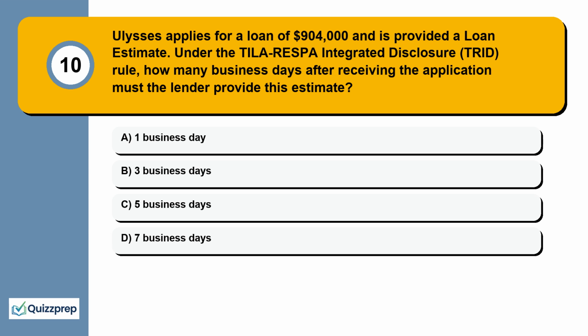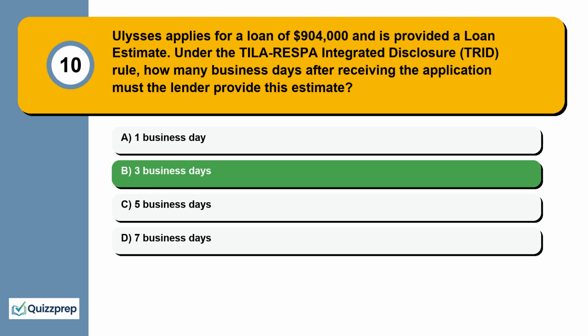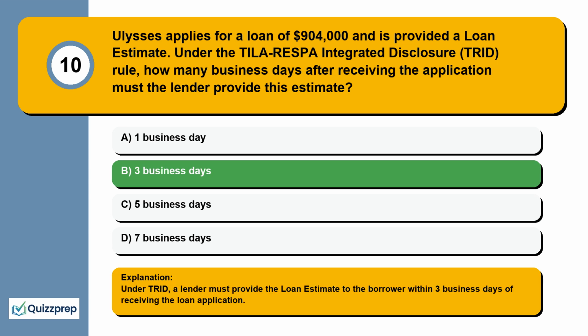Question 10. Ulysses applies for a loan of $904,000 and is provided a loan estimate. Under the TILA-RESPA Integrated Disclosure (TRID) rule, how many business days after receiving the application must the lender provide this estimate? 1 business day, 3 business days, 5 business days, 7 business days. Under TRID, a lender must provide the loan estimate to the borrower within 3 business days of receiving the loan application.